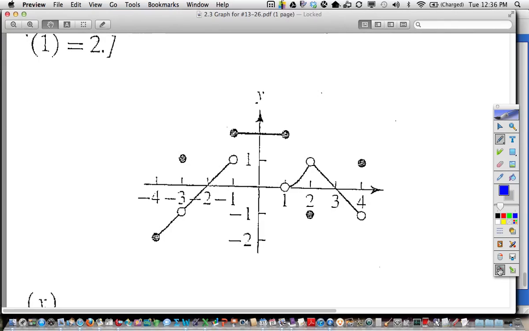2 from the left, it's approaching 1. Next one says 2 from the right. Approaching 1. Well, that's important. If from the left it approaches 1 and from the right it approaches 1, next question, number 18, what's the limit as x approaches 2?